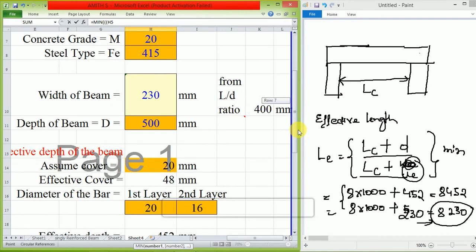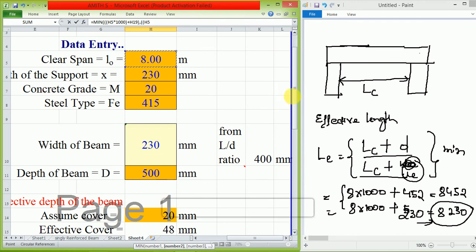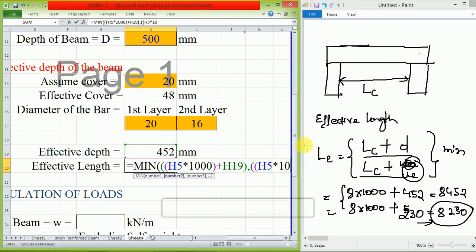So it is in meter. I need to convert it into mm, so into 1000. I'm closing a bracket. One more thing I want is plus D, effective depth, this one. I'm closing one more bracket. So I am again putting a comma. This plays a very important role. Either way, to take the minimum of these two values, they have to be separated using the symbol called comma. And again I am opening the two brackets. Then clear length, that is 8 into 1000. Fine, I am closing the bracket again, plus width of the beam.